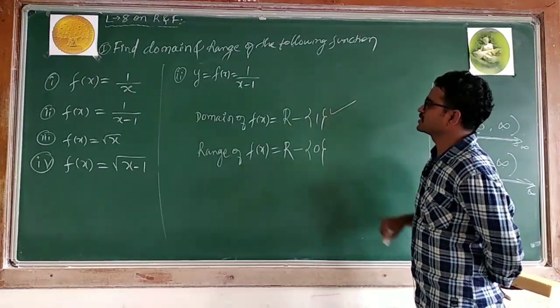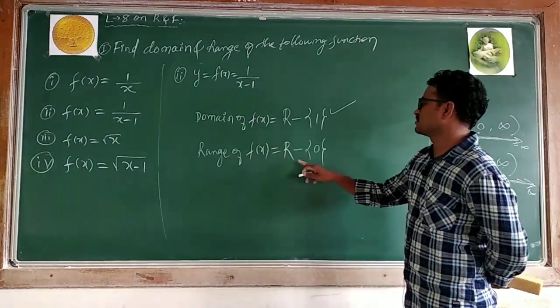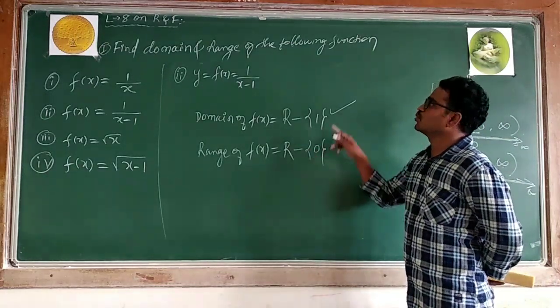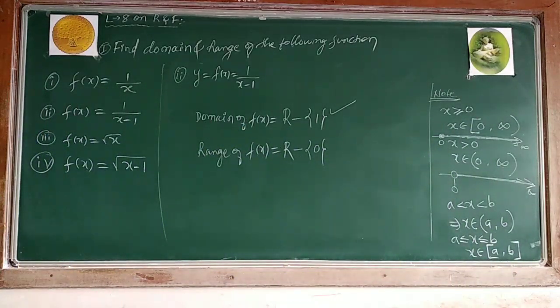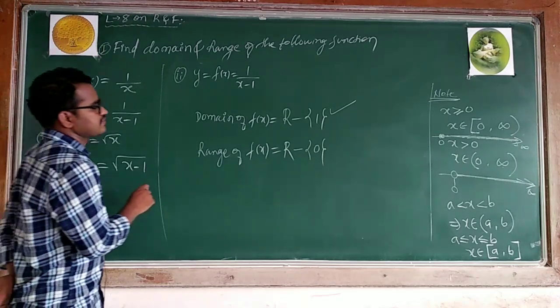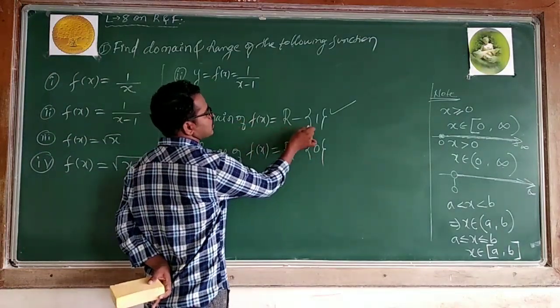What is the domain? Domain is the set of real numbers excluding 1. Range is always the set of real numbers excluding 0, because we are not getting 0 here. 0 is not possible to get, because 1 divided by any value cannot be 0. You can get a positive value or a negative value, but you are not getting 0. So I can say the range is the set of real numbers excluding 0, and the domain is the set of real numbers excluding 1.